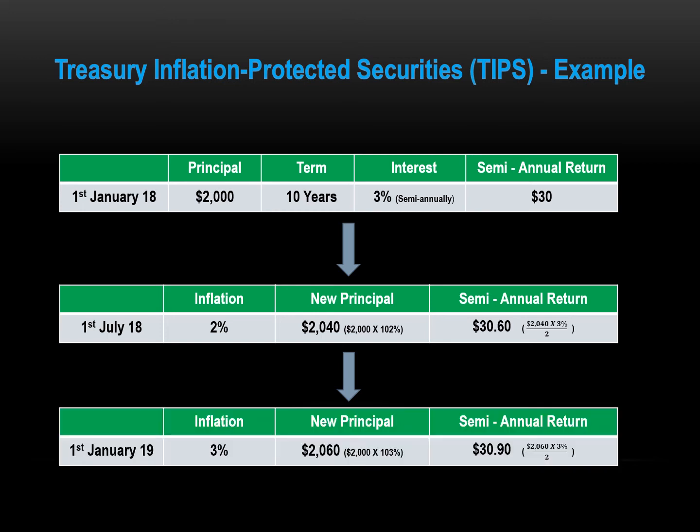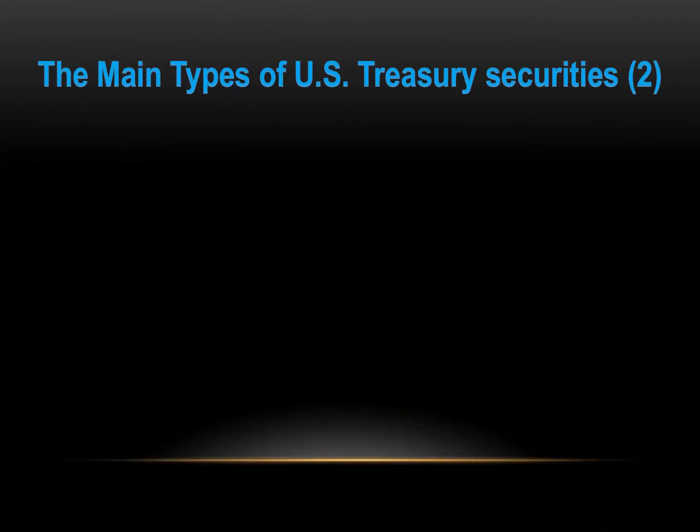At year end, the index indicates that the inflation has risen to 3%. This will bring the value of your principal up to $2,060. Under this amount, your second interest payment would be $30.90, $2,060 times 3% times 6/12. Since these instruments already help cushion inflationary impacts, they offer lower interest rates compared to other U.S. securities of similar maturities, but without the inflation protection.